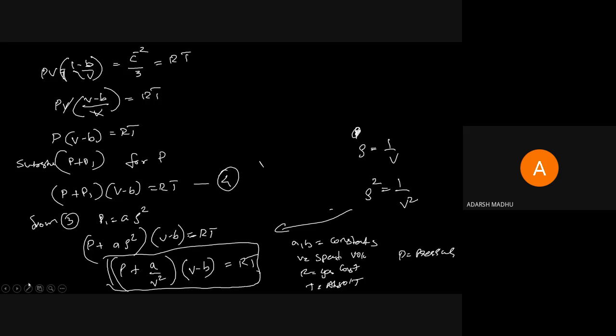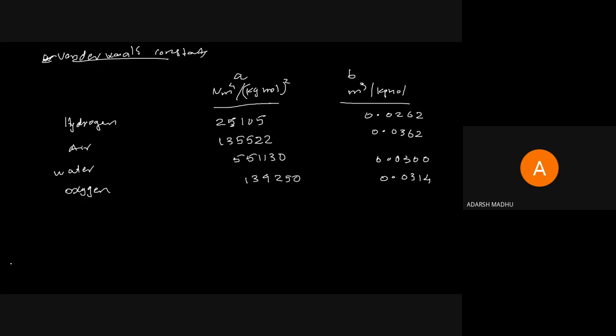Here A and B are Van der Waals constants, and they are given in your data textbook for each material. The constants are shown here: hydrogen, air, water, oxygen, carbon dioxide. Carbon dioxide is also there, and the carbon dioxide value is very important.